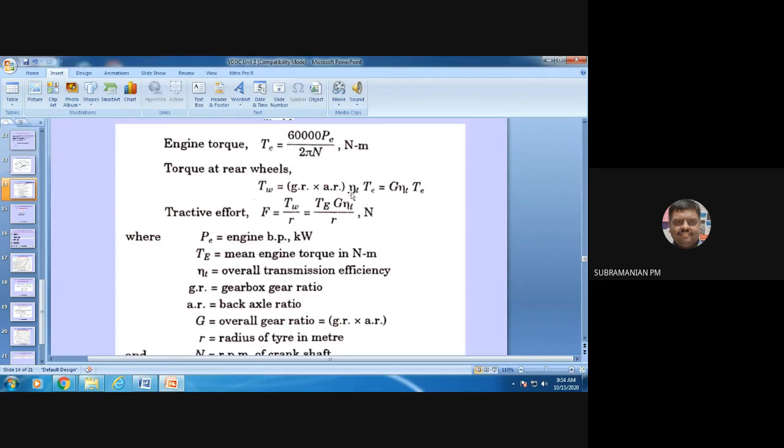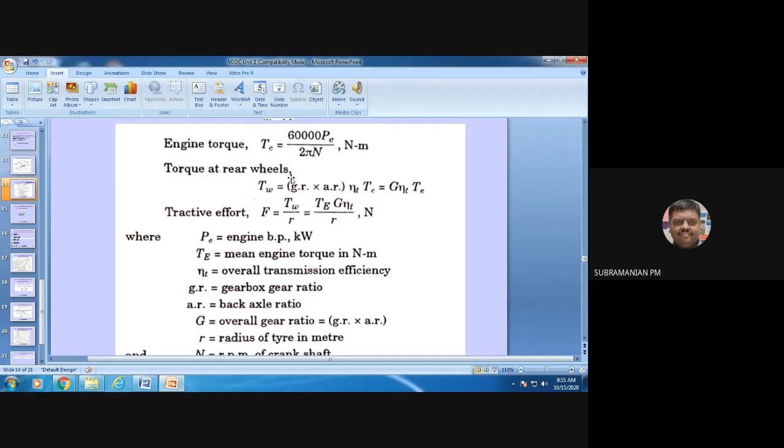My transmission efficiency will be less than one, so when the torque is getting multiplied, some torque will get reduced. In order to compensate for this reduction, I need more torque. That is why I have the gearbox and axle ratio. You can see our gearbox is there and the final drive is there. Mainly the gearbox is the main component to provide the required torque. So you are able to understand how you are getting this formula.